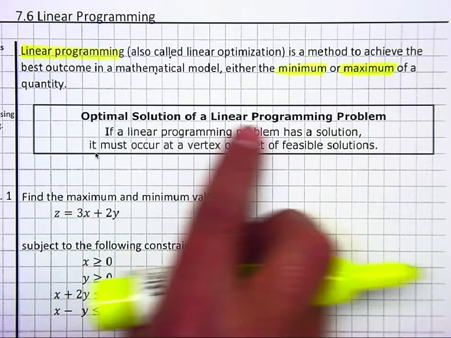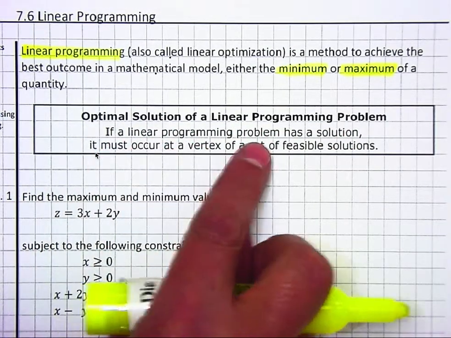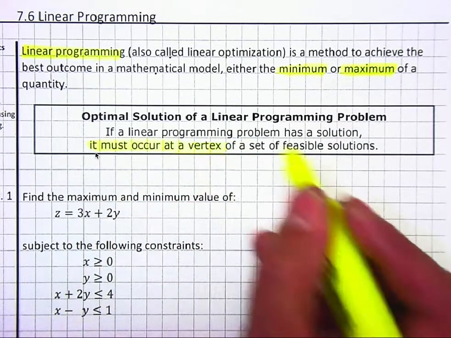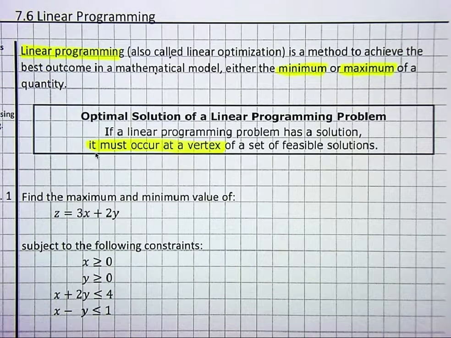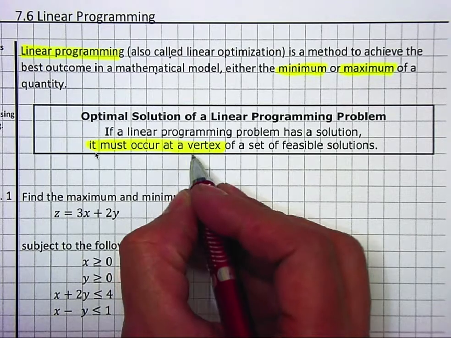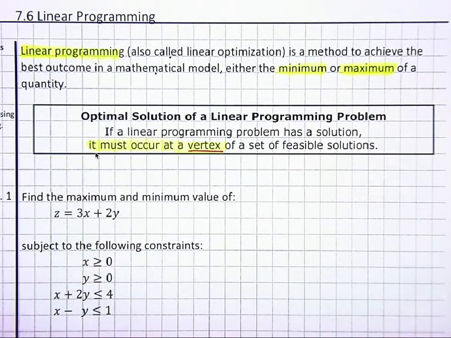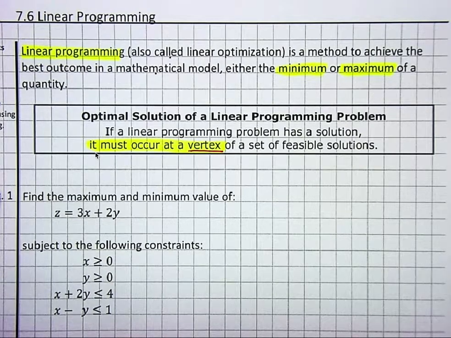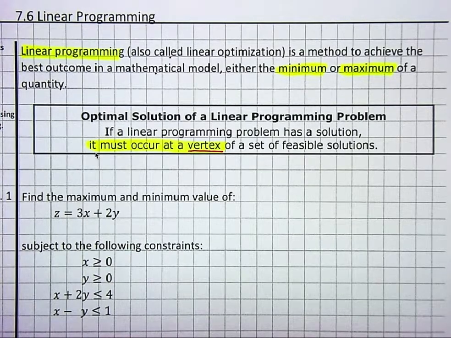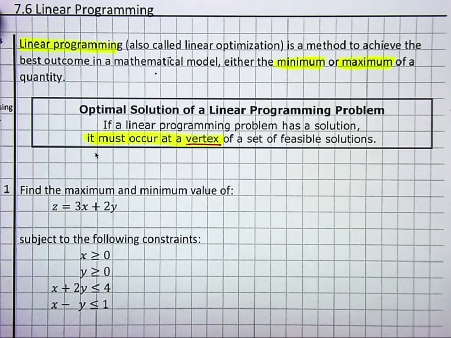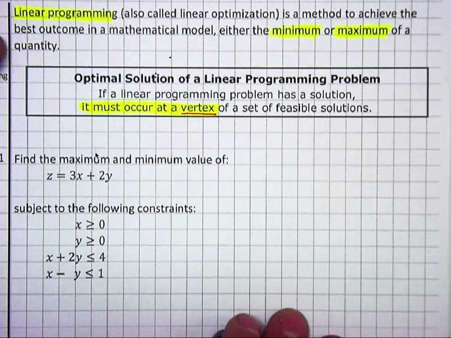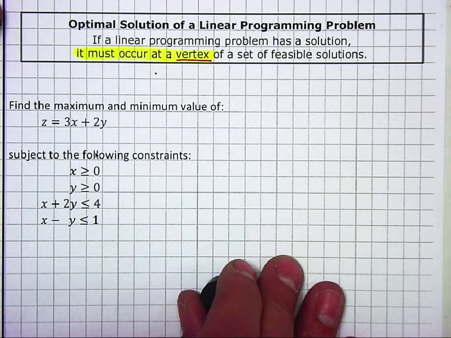Optimal solution of a linear programming problem. If a linear programming problem has a solution, it must occur at a vertex of a set of feasible solutions. So whenever we're looking for the maximum or minimum, we are going to be looking at the vertices of the system of inequalities. But let's go through the first example. The first two examples are going to be a little more abstract in what we are looking for. But once we get to the third example, or word problem, it'll make a lot more sense. So let's go through the first example.